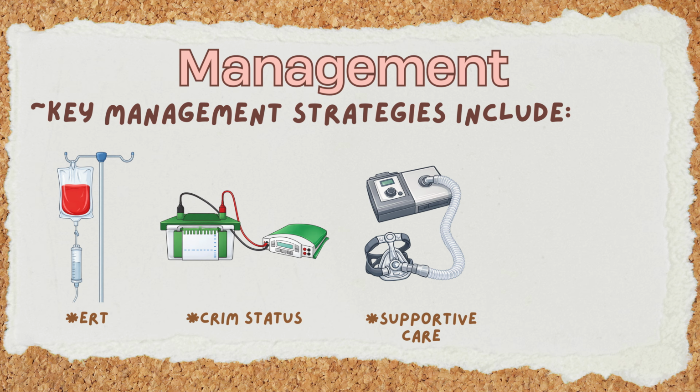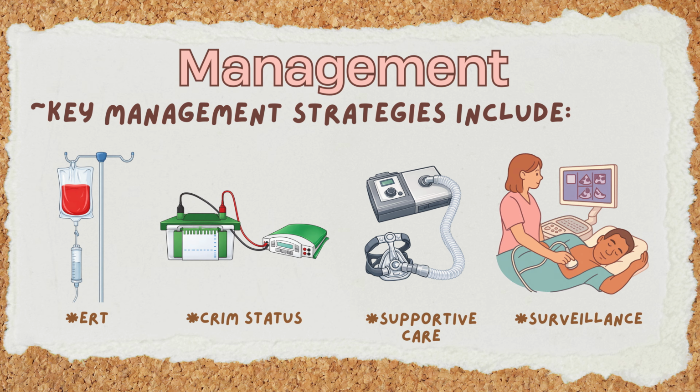Then there's supportive care. This includes physical therapy for muscle weakness and aggressive respiratory support, such as BiPAP for hypoventilation. And lastly, there's surveillance. Routine monitoring of respiratory function, including sleep studies, cardiac status, and antibody titers, is essential.